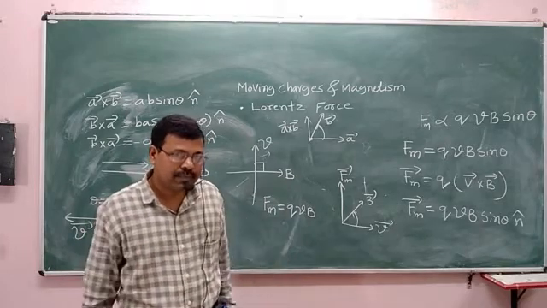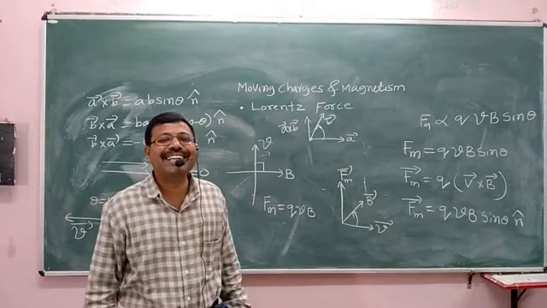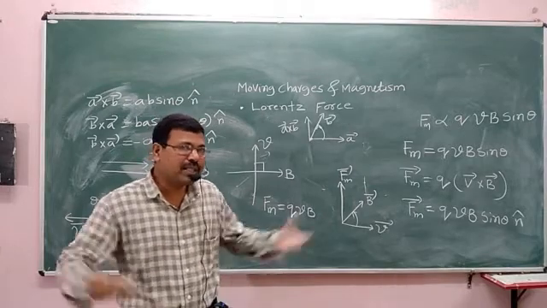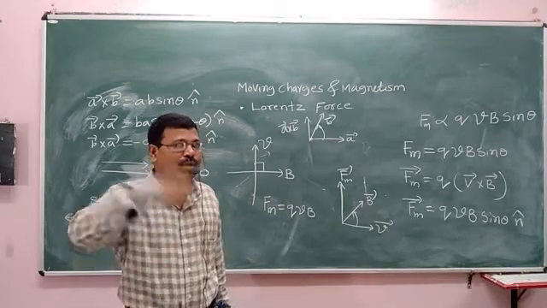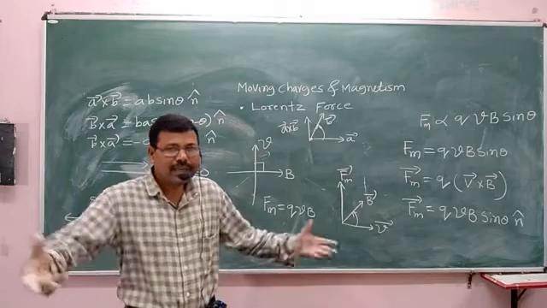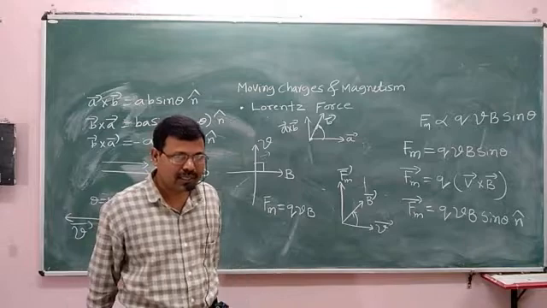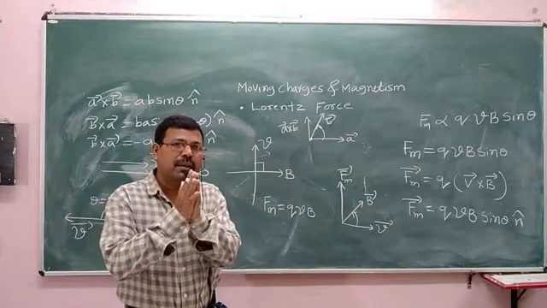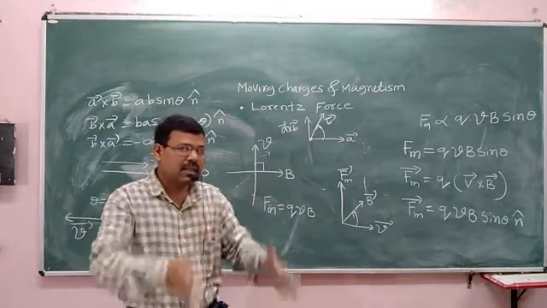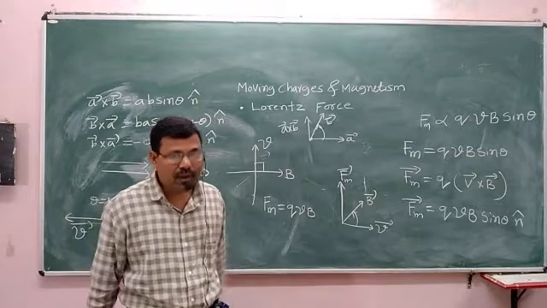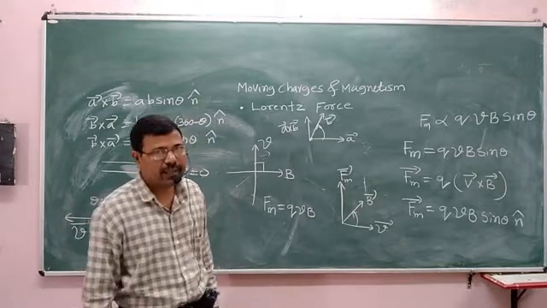And its SI unit is Tesla. What is the direction of magnetic field? Always north to south. What is the SI unit of magnetic field? Tesla, a name of scientist. To honor him, this Tesla is named as the SI unit of the strength of magnetic field.